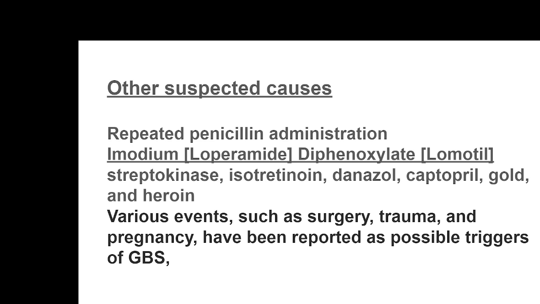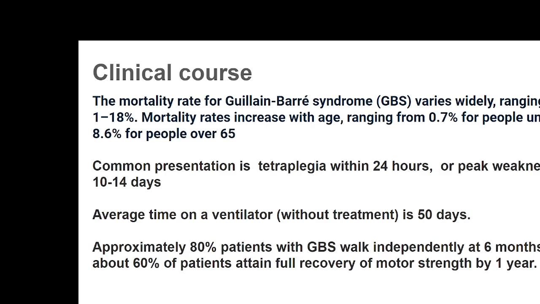Then the other drugs which are now almost known to have some relationship with the development of GB syndrome are streptokinase, which is used in cardiac medicine as a clot buster, isotretinoin, danazol, captopril, and gold and heroin. These are certain of the drugs which are now known. Otherwise, even stress-inducing conditions like surgery, trauma or pregnancy have been considered as possible triggers of GBS. These are all known statistical relationships with GBS, but none of them is absolutely proved. An absolute proof is not yet possible in any of that.